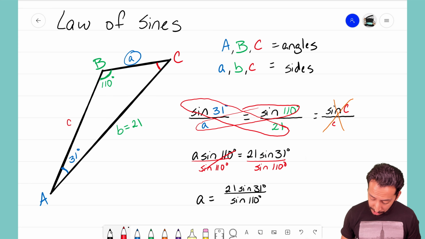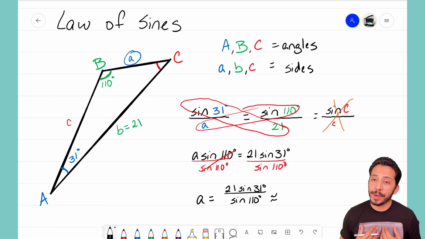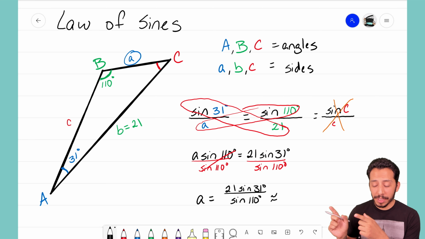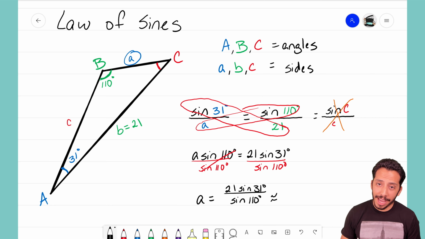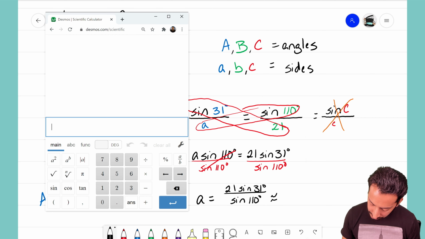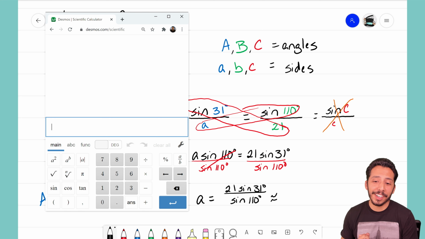So the last thing you have to do now is just enter this into your calculator to get your approximate answer for A. I'm going to go ahead and open up my online calculator at desmos.com to enter this whole expression in to figure out what A is. So I have that calculator here, and now I can enter in that expression.